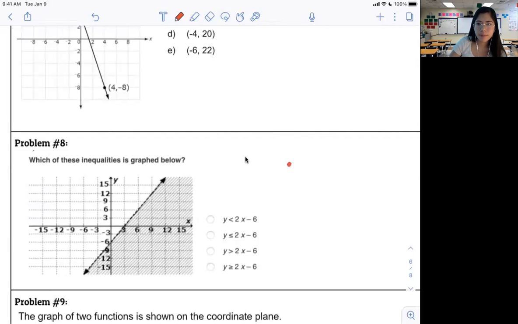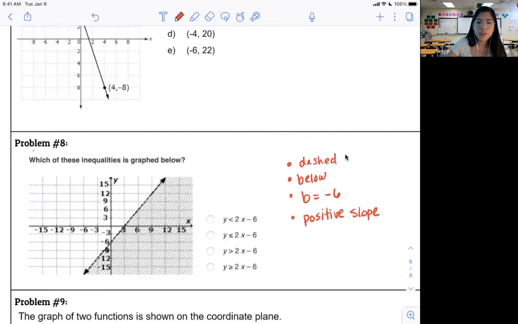So for example, what type of line do we have? It's a little hard to tell, but yeah, it's dashed or dotted. Okay, is it shading below the line or above the line? Below the line. Good. What's the y-intercept? -6. And do I have a positive slope or a negative slope? Positive. Good.